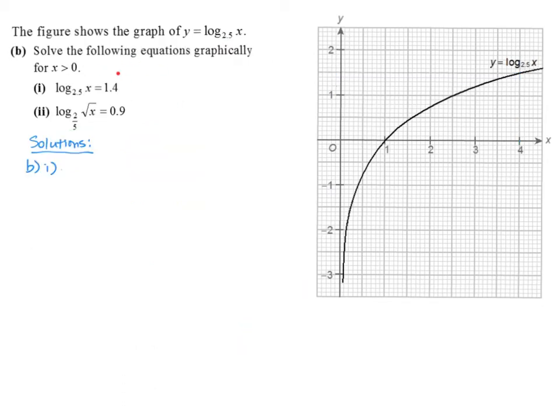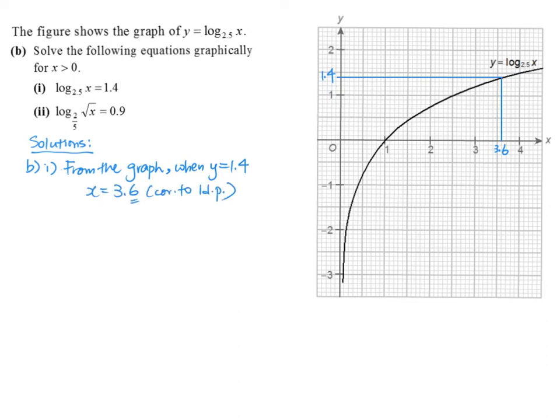Now for part B, this is the other way around. It's asking, using this graph, when the y value equals 1.4, what is x? From the graph, when y equals 1.4, this is the reverse of part A. So we start with the horizontal, and then the vertical. And so the corresponding x would be 3.6.